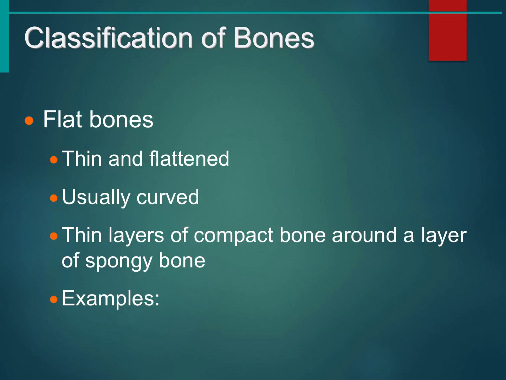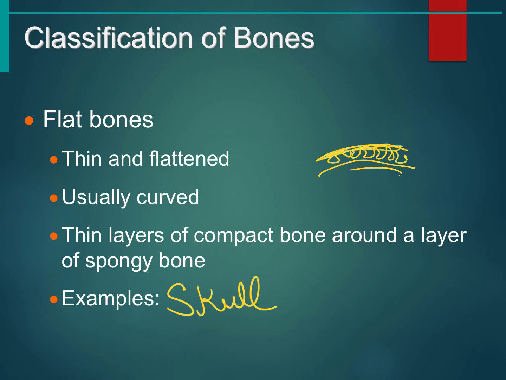Flat bones tend to be thin and flat. They are often curved, which will make sense in a second. And they have kind of thin layers of compact bone around a layer of spongy bone. So kind of compact, and then spongy. And the big example of this is the skull. You can imagine the curved plates of the skull with this compact outside and then the spongy interior, helping it to absorb shock.